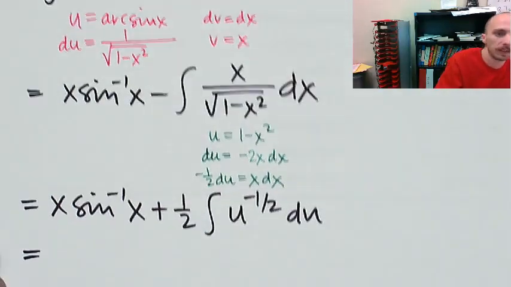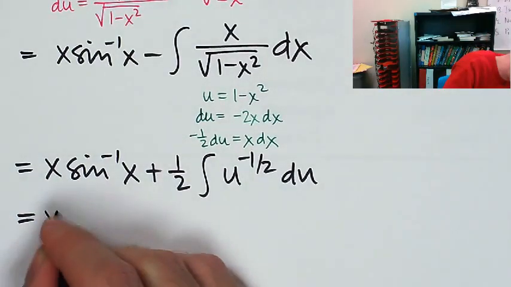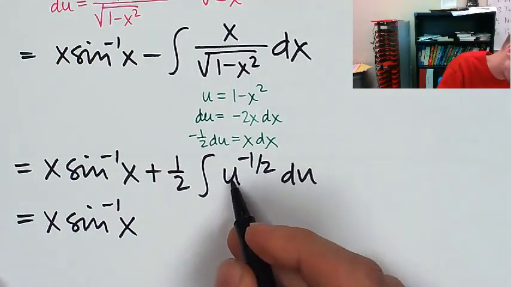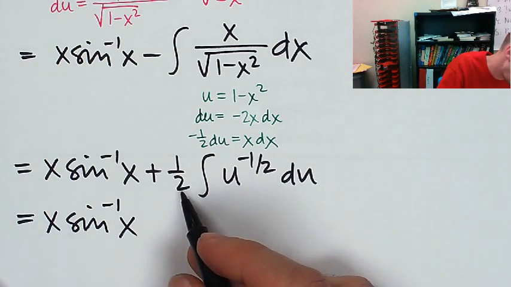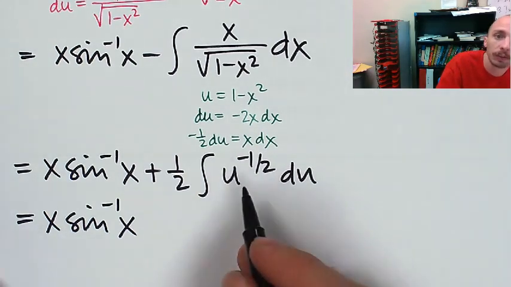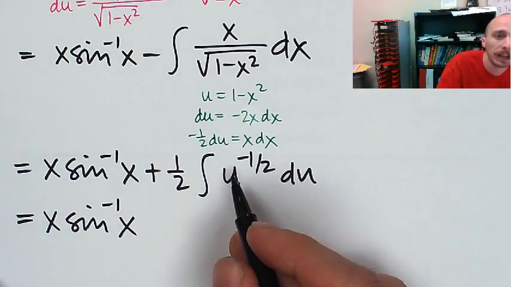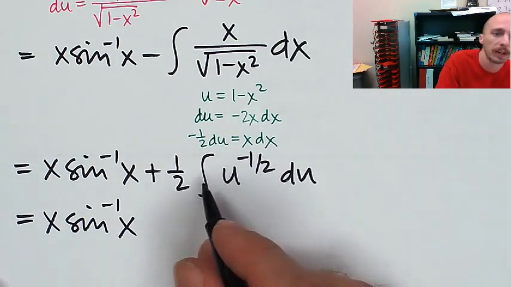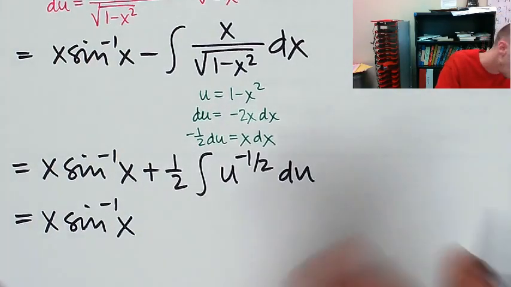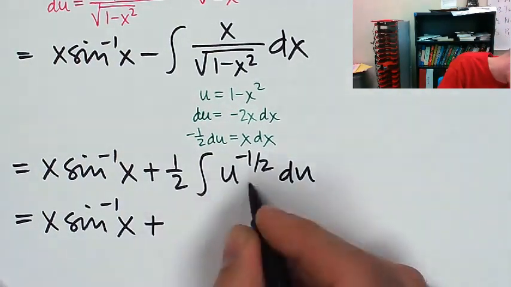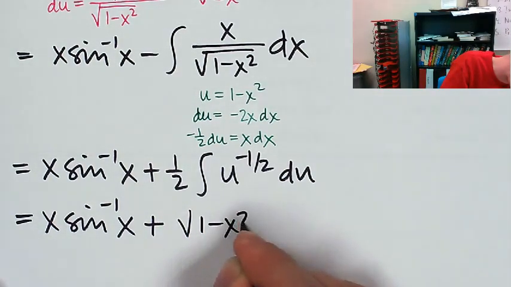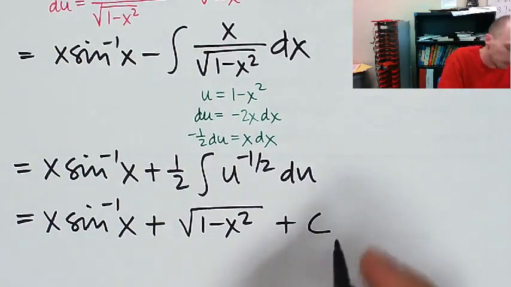So I'm going to say that's equal to x arcsine x. All right. When I add 1 to the new power and then divide by the new power, I'm going to have exactly this u to 1/2, right? I could look at it as multiplying by 2, which would kill that off, or dividing by 1/2, which would kill that off, just the same. And I'm going to have plus the square root of u, so plus the square root of 1 minus x squared plus c.